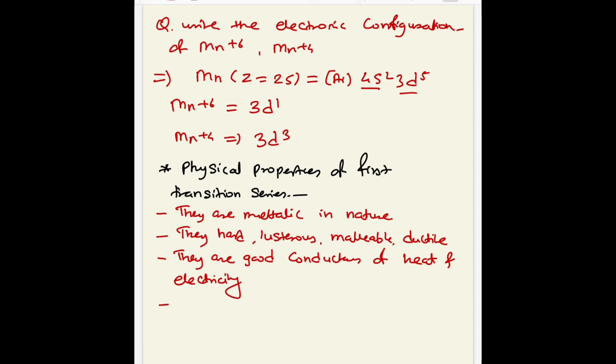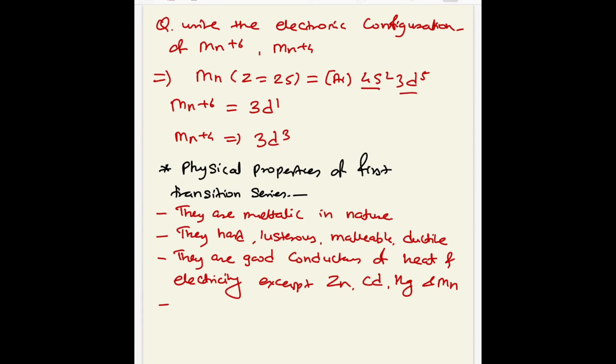They are good conductors of heat and electricity, except, and this exception is asked in MCQs, except zinc, cadmium, mercury, and manganese. All other transition elements have one or more metallic structures at ambient temperature.